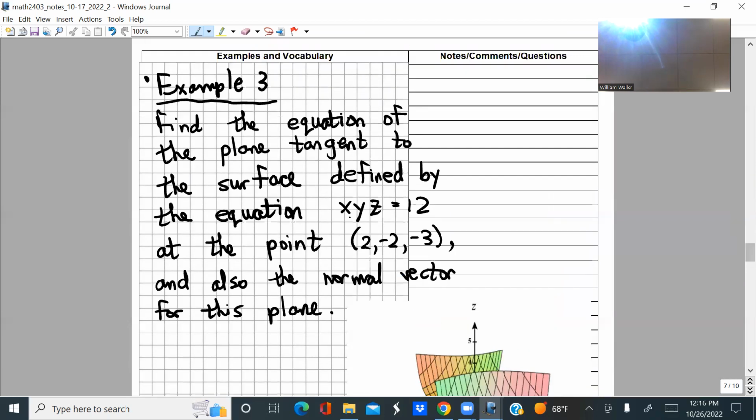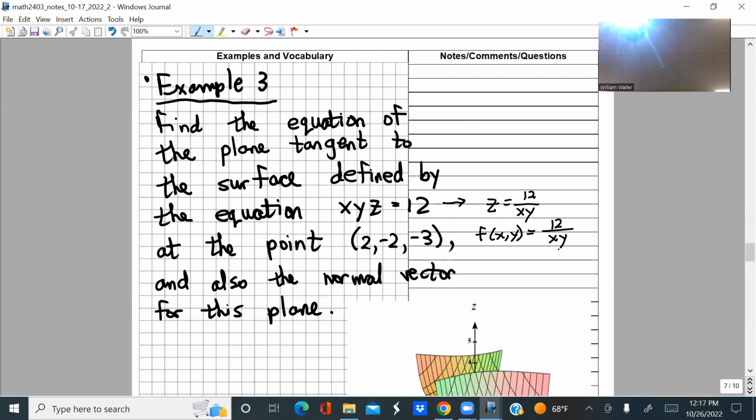However, before you start here, we need an equation with two variables. So take that equation and solve it for z. You would have z equals 12 over x times y, right? Divide both sides by x times y. And z, remember, is the same as f of x, y. So there's your function of two variables.